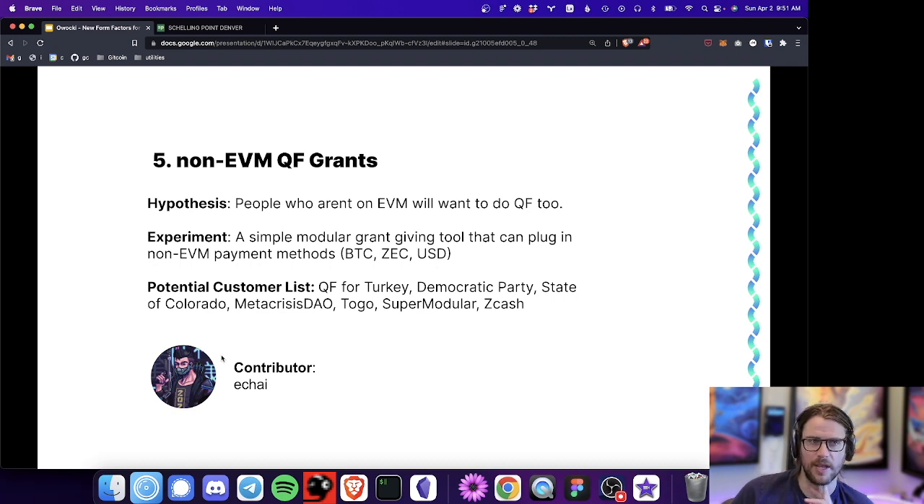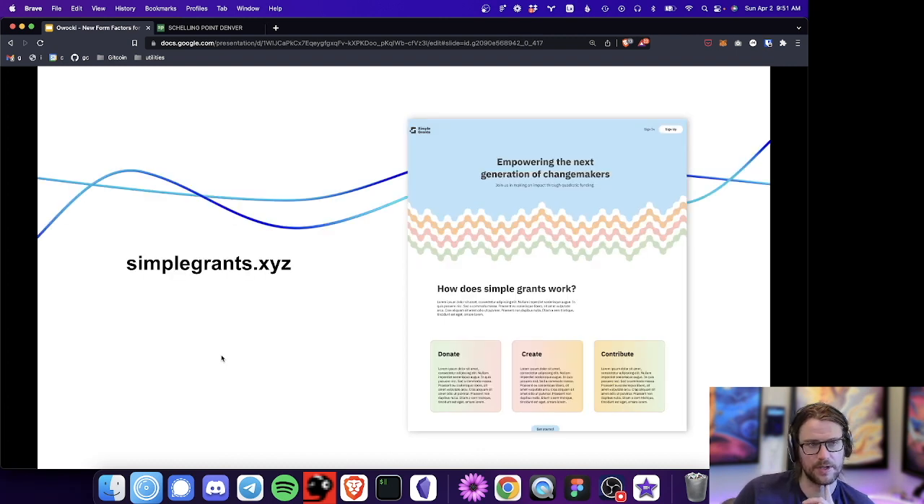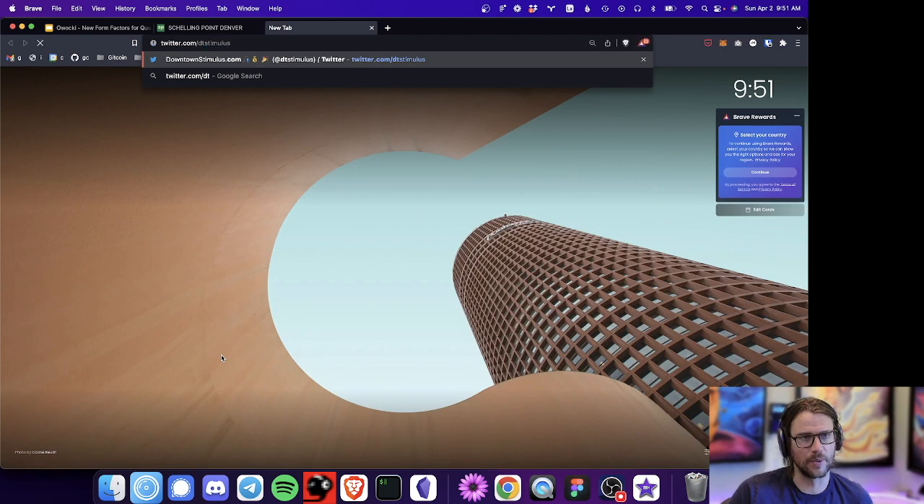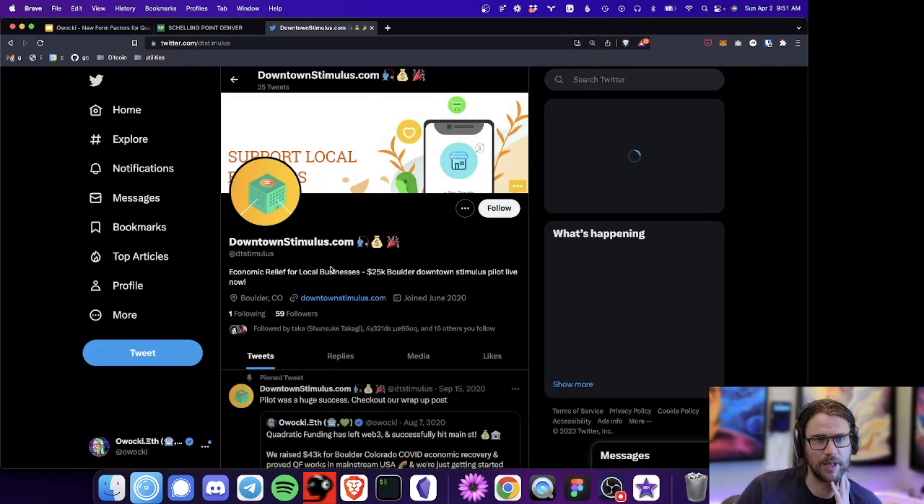US dollars. And I've got a long list of potential customers for this that want to do quadratic funding for their ecosystems. And so we may be deploying simple grants in order to service that need. So this is basically a form factor of quadratic funding that doesn't require the Ethereum virtual machine at all, and will be something that we can do in our local communities if we want to use quadratic funding and take it out of the blockchain niche.